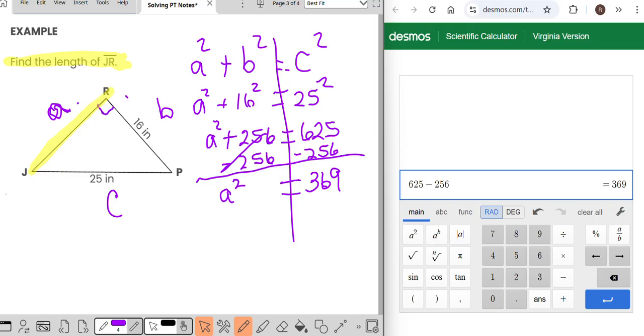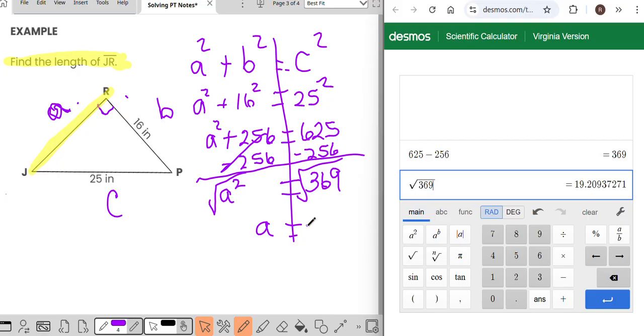369. Then remember how we talked, the inverse of squaring is taking a square root. All right, so we're going to take the square root of A squared and the square root of 369, and we get A equals, and let's come here and do the square root of 369. It gives you 19.2. So let's put that over here. 19.2 equals A. Does that make sense?